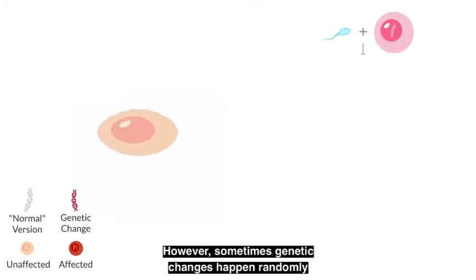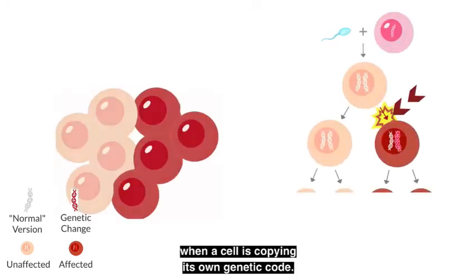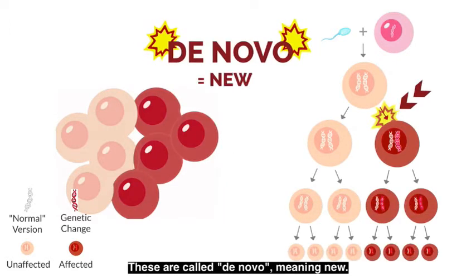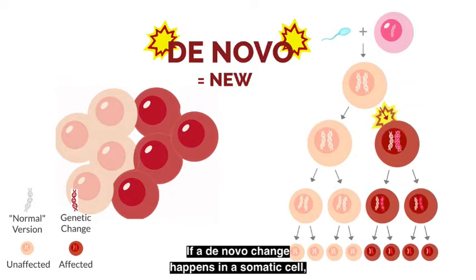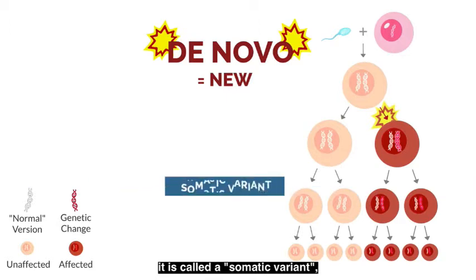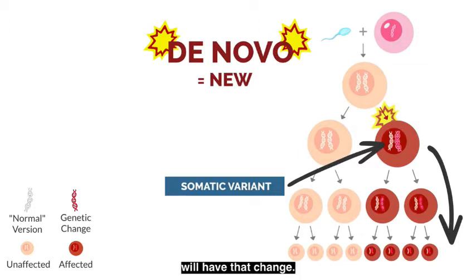However, sometimes genetic changes happen randomly when a cell is copying its own genetic code. These are called de novo, meaning new. If a de novo change happens in a somatic cell, a non-reproductive cell, it is called a somatic variant, and only cells that come from that cell will have that change. Depending on when the mistake happens, the results are different.